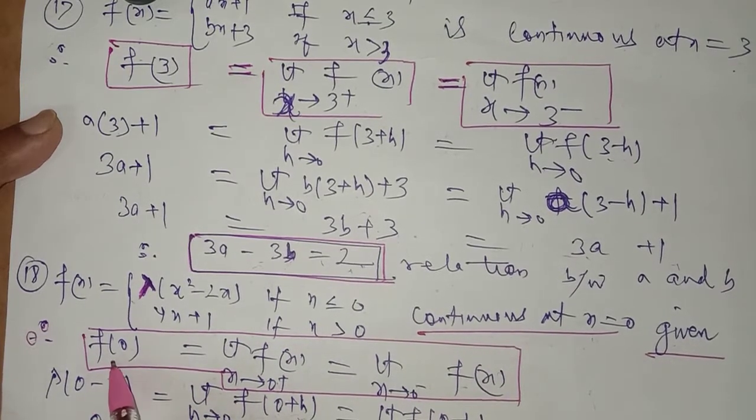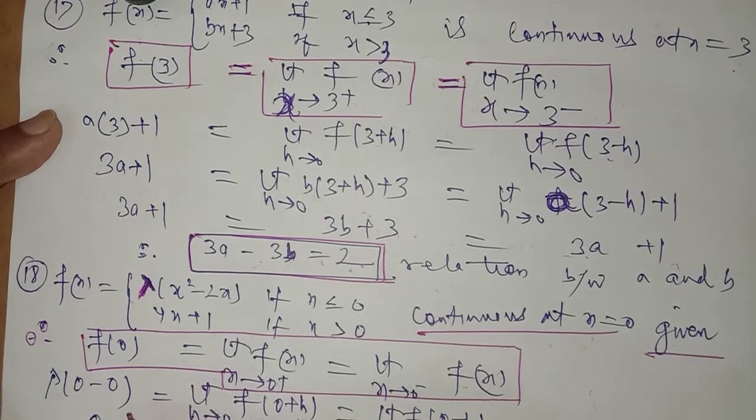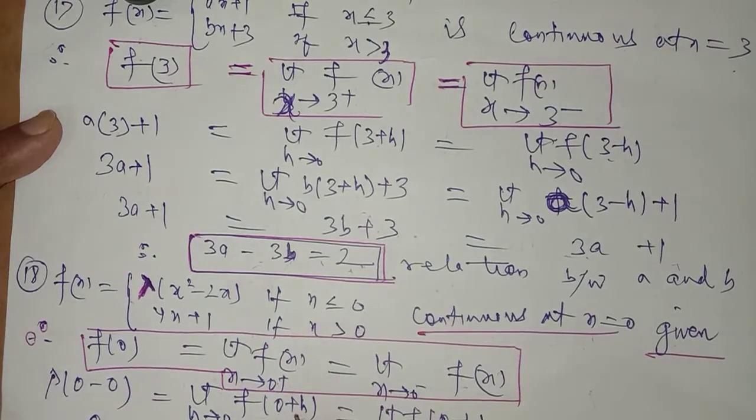Now f(0) means x equal to 0, so we'll use this function. So f(0) will become lambda times 0 squared minus 2 into 0. Now for the right hand limit at 0, we let x equal to 0 plus h. For the left hand limit at 0, we let x equal to 0 minus h. Now 0 minus h will be less than 0, so we'll use this function. 0 plus h is greater than 0, so we'll use this function.